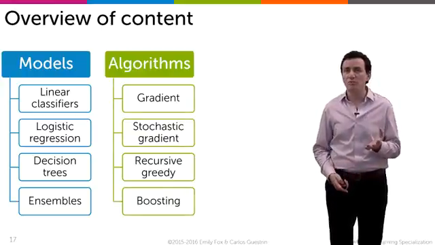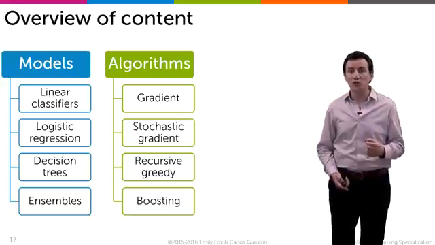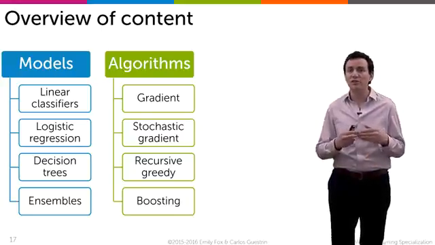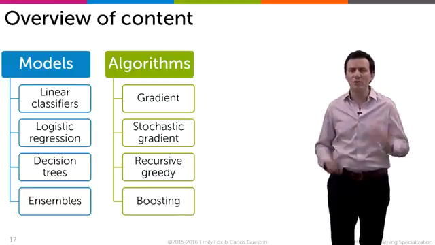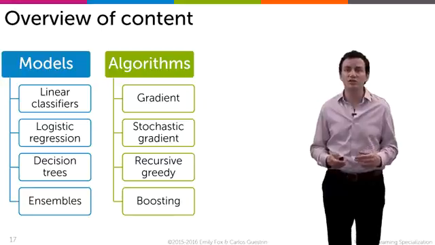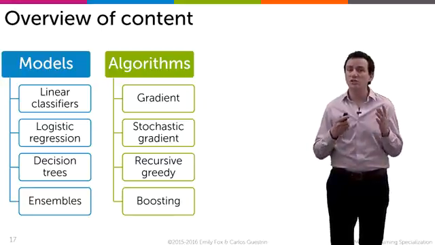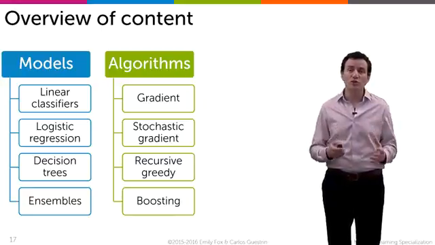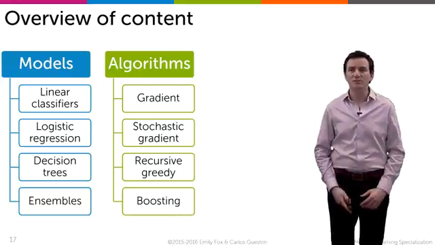Gradient, which we also talked about in the regression course. Stochastic gradient, which is useful for scaling gradient methods and classifiers to really massive problems. Recursive gradient algorithms that are useful to learn decision trees. And boosting, which is an amazing technique which is useful for learning ensembles of classifiers.